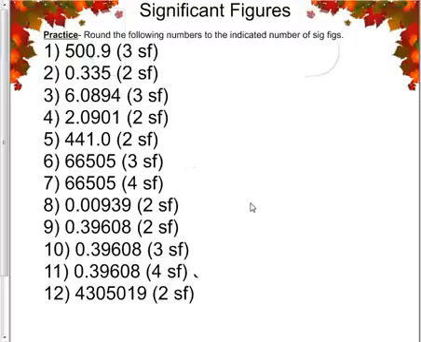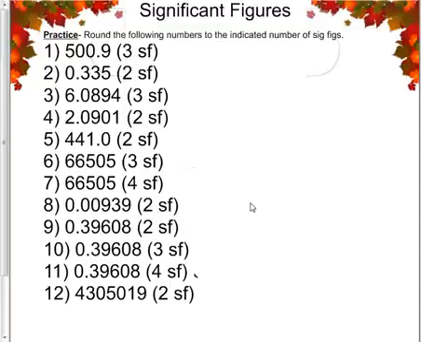Significant figures, we're using all of the same rounding rules that you learned in a lot of your earlier math classes. The difference for us is that we sometimes care exactly which digit you're rounding to. So sometimes I might say round 2 significant figures, sometimes I might say round 4 significant figures. So we're going to practice with these examples on page 11 of your packet.